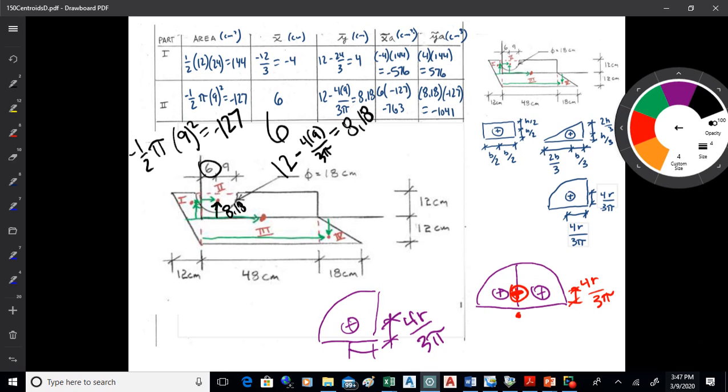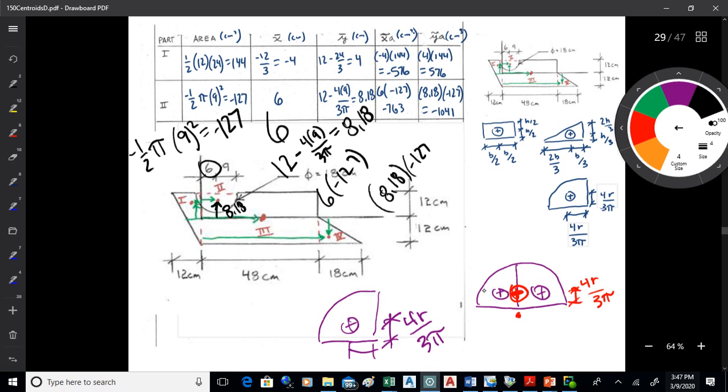All right, and then we got x bar times A, 6 times negative 127, and we got y bar 8.18 times negative 127. So you got to watch your signs on this stuff. So this is negative 1041, and this is negative 763. So be careful about signs on this stuff. That's a cutout, so those are negative values.